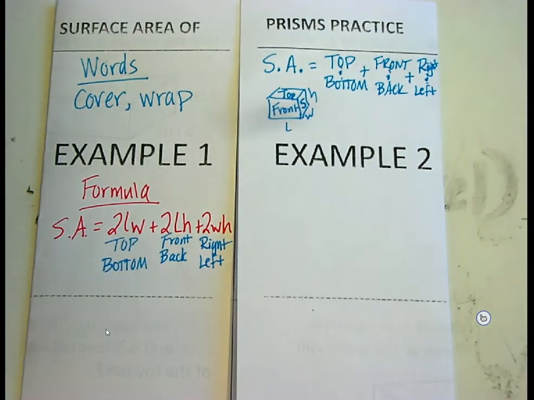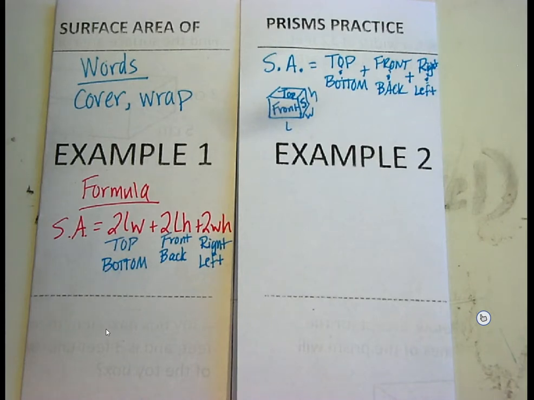So we're going to plug in the numbers into the formula and solve it, but I want you guys to think about where the formula comes from. There's a front and the back, so it's 2 length times width. Or top and bottom, so it's 2 length times width. There's one front and one back, but they're the same, so it's 2 length times height. And there's one right and one left, but they're congruent, so it's 2 width times height. So now that we have that, we're going to apply these formulas to our examples.